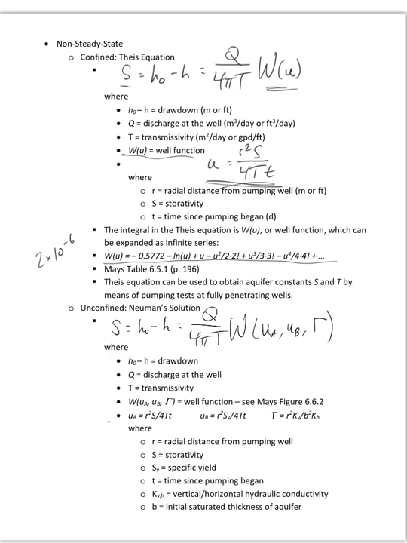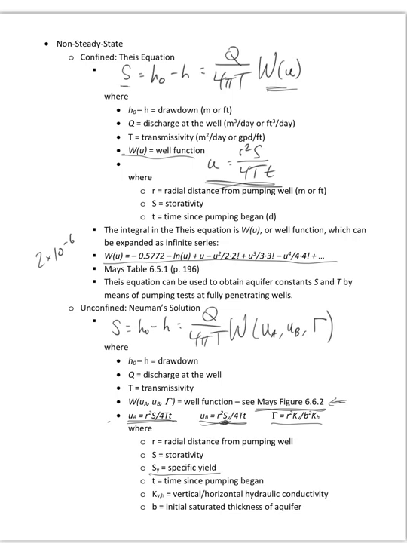For this one, instead of looking it up in a table in your book, there's a figure 6.6.2, which is also difficult to read. First you would calculate the value of u sub A, which is exactly the same as u from the Theis equation. Also u sub B, which includes the specific yield parameter, which was not in the Theis equation, and then this other parameter over here. You calculate the values of all of those, and then you can use this figure to calculate the value of the well function, just like you would use the table in the Theis equation.